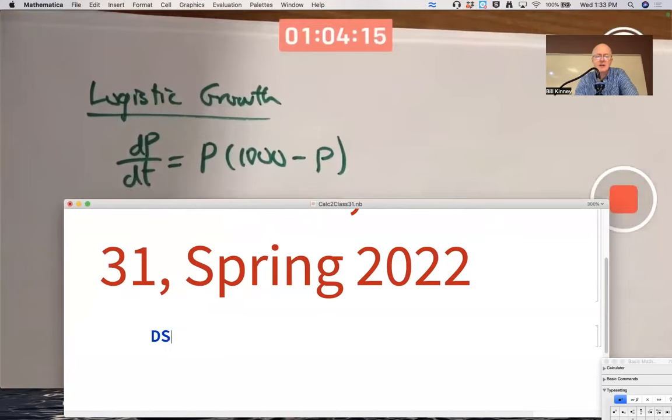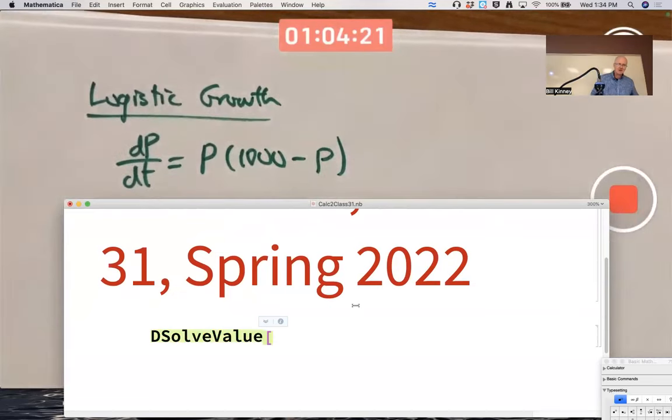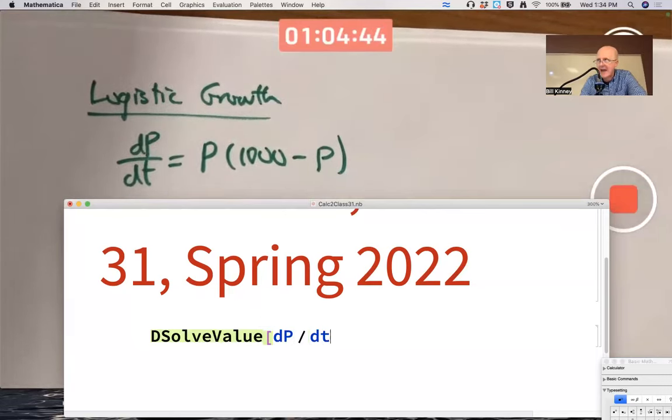DSolve is one way to do it, but I prefer using DSolveValue. This is worth writing down. It might be something I put on the final exam. Capital D, capital S, capital V. First thing to do is to type in the differential equation. Do you type it just like I wrote it by hand? No. For one thing, you don't use Leibniz notation. You do not write dp dt like that. Don't do that.